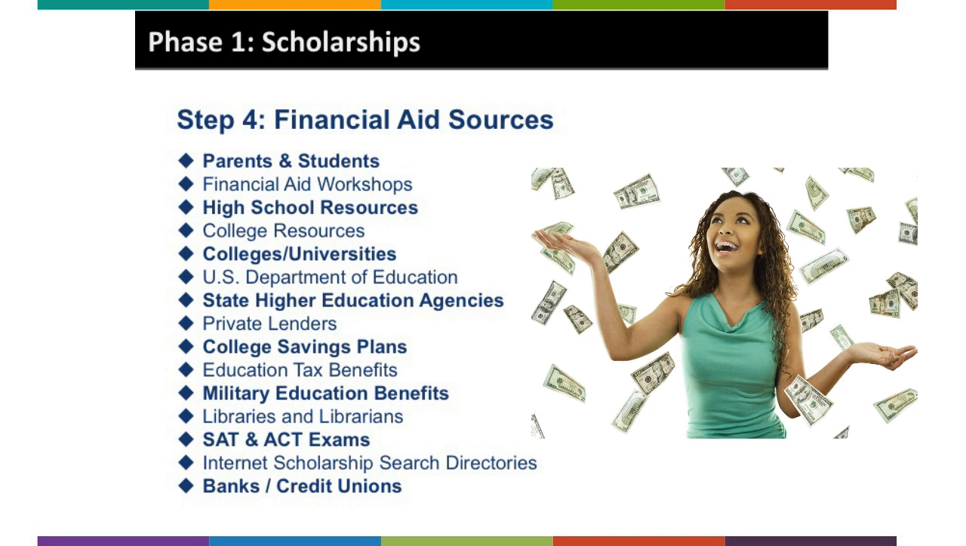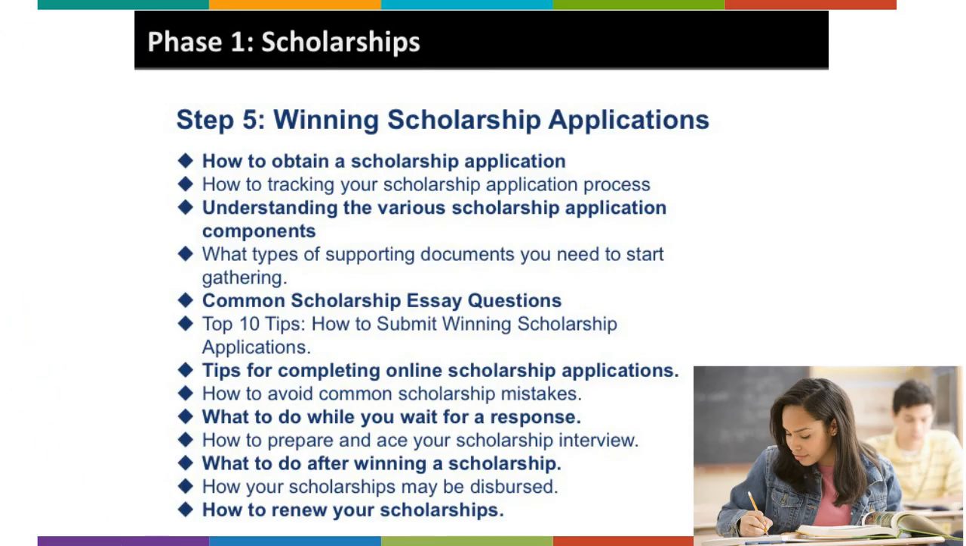Displayed on the screen are some of the sources that we'll talk about, such as your parents and yourself being a resource, your local financial aid workshops, although this is the most complete financial aid workshop that you'll ever take, high school resources, college resources, military education benefits, internet scholarship search directories, and many more displayed on the screen and also in the lesson. Then we'll proceed to Step 5, Winning Scholarship Applications.